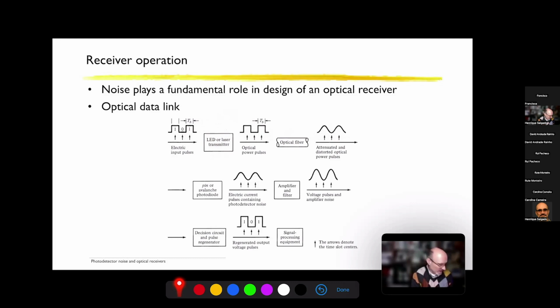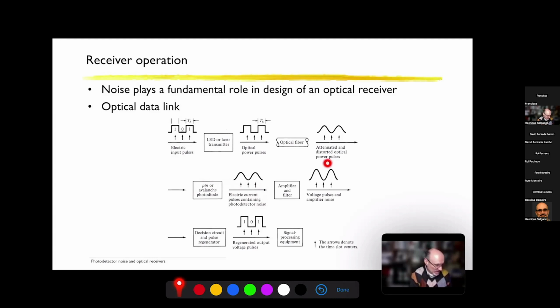And then they are detected at the receiver by means of a PIN photodiode or avalanche photodiode, which converts those optical pulses into electrical current pulses, which also contain noise added by the receiver and the photodetector. And then we have an amplifier, followed by possibly some filtering to reduce the noise. And then at the output, we have some voltage pulses.